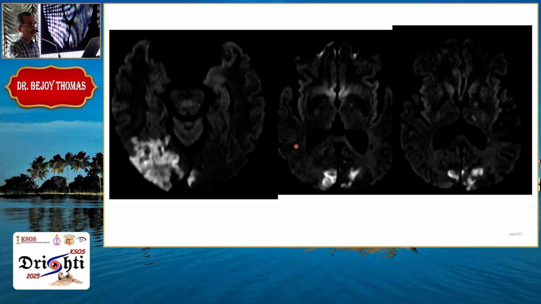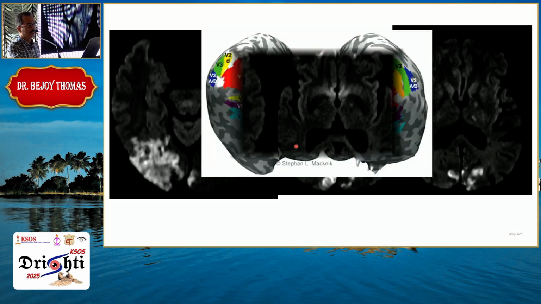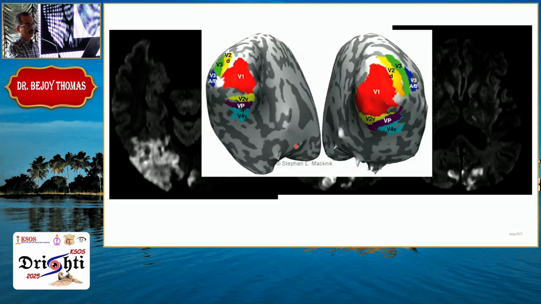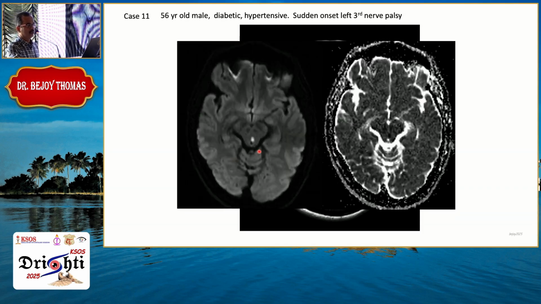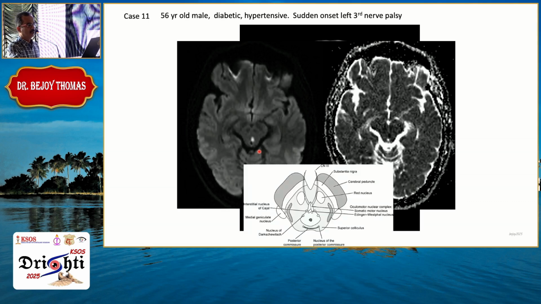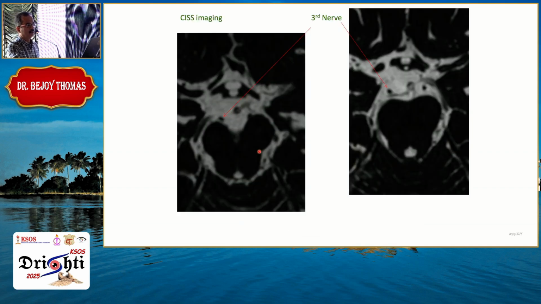So for the cortical lesions, cortical blindness, we can do functional imaging, especially mapping these visual areas, visual association areas. They are mostly used only for research, and these are the last few cases. This is a 56-year-old male, diabetic, hypertensive, with a sudden third nerve palsy. You can see if you are not careful and do thin sections, you can miss this, and on diffusion you can see the third nerve nucleus is actually infarcted. So perforator infarctions can happen even in the nucleus, and this is a nuclear involvement.